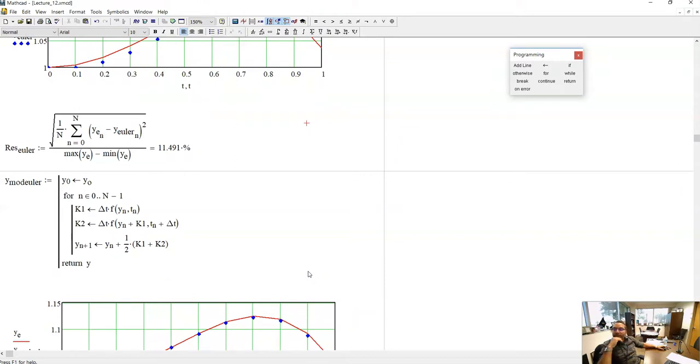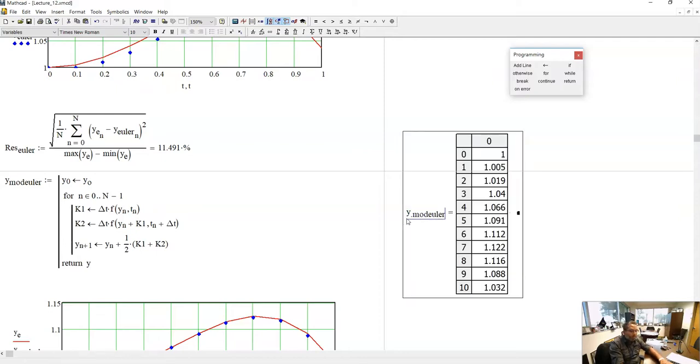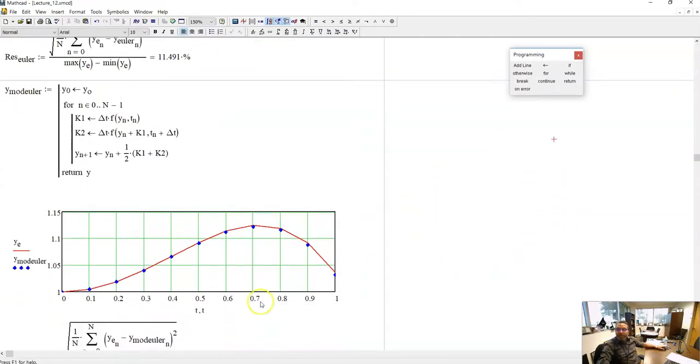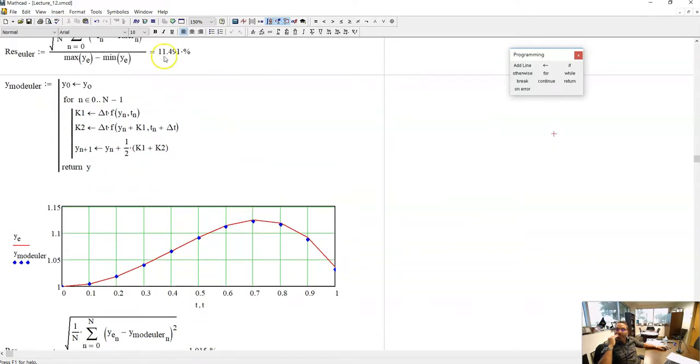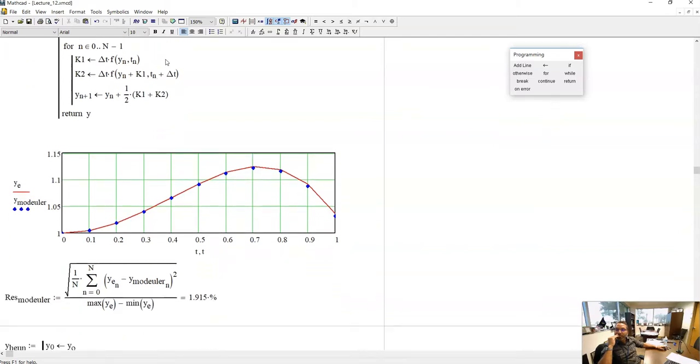Now the rest of the schemes are programmed quite similarly. The next scheme is going to have a predictor and a corrector. This is the modified Euler, which I call mod Euler. Again, it's going to produce an array with 11 values, nothing different than the regular Euler. So y mod Euler is equal to 11 values from 0 to 10. But notice that those 11 values are actually much more accurate with respect to the exact solution. So the second order scheme is already much more accurate, and it produces a residual that is 1.915. It's almost 10 times better than the residual produced by Euler's method.